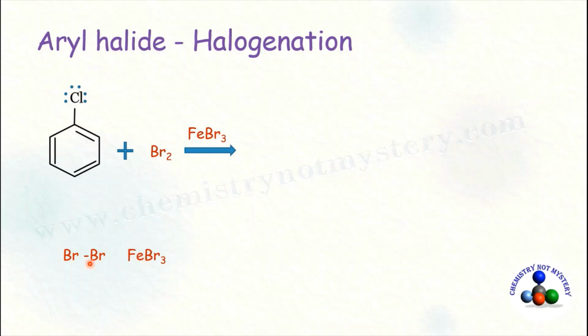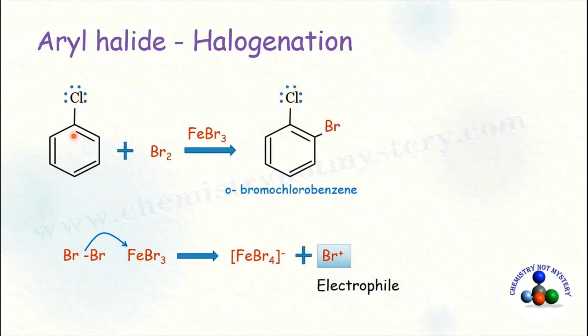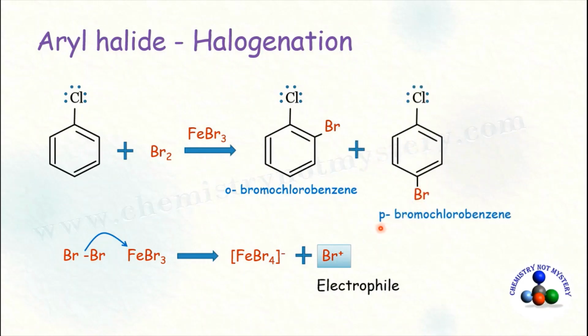Fe abstracts Br negative ion from the Br2. As a result, FeBr4 negative ion is formed and Br positive ion is formed, which acts as an electrophile. As we discussed earlier, halogens are ortho-para directing. So when the electrophile Br positive gets attached to aryl halide, either it gets attached to the ortho position and forms ortho-bromo-chlorobenzene, or it can attach to the para position and result in the formation of para-bromo-chlorobenzene.